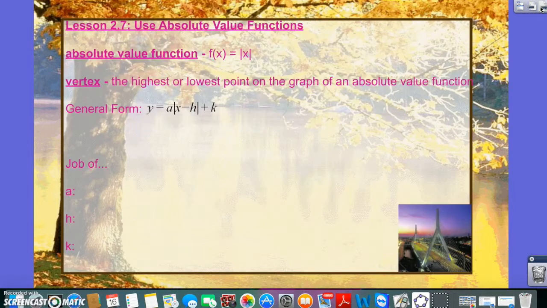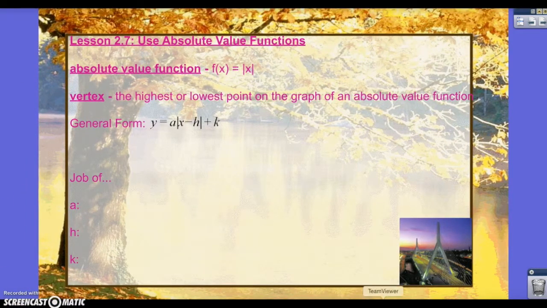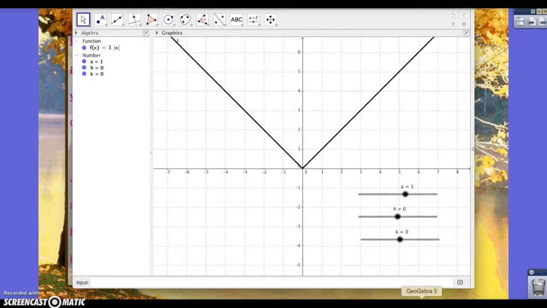Now, today we're looking at lesson 2.7, use absolute value functions. And before we start to fill out the table here, I want to pull something up. As I said, we're going to take a look at a GeoGebra app with an absolute value. So let's take a look at this here for a second. In the corner it has what the function is and three terms A, H, and K. A little slider tool.